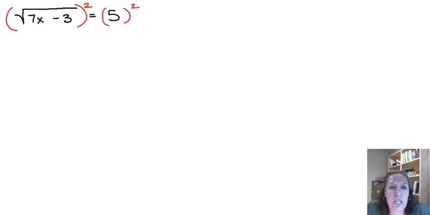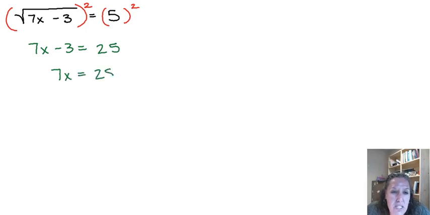When we square this, the square root squared, those are going to cancel out and we will be left with just what's underneath that radical, in this case 7x minus 3. On the right-hand side, 5 squared is equal to 25. And now this becomes a linear equation. We want to solve that. So we can add 3 to both sides and we get 7x equals 28. Divide by 7 and we get x equals 4.